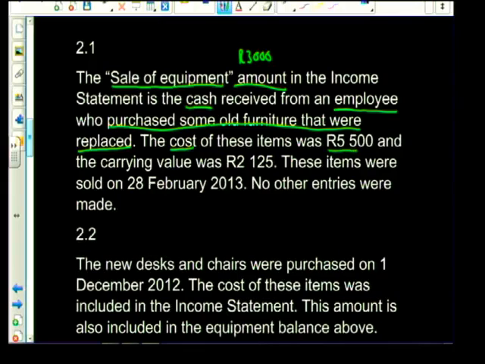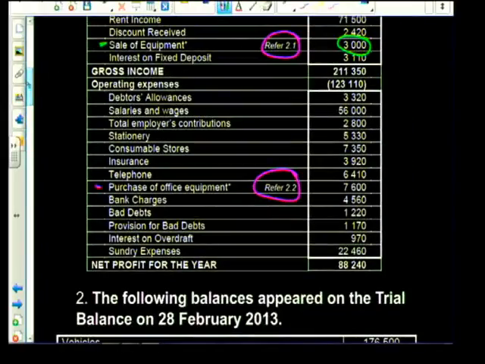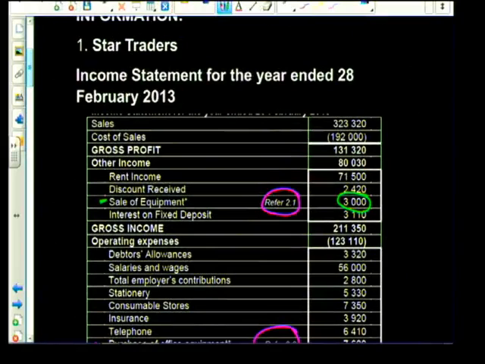But it tells us that actually the cost of these items was 5,500 Rand, and the carrying value was 2,125 Rand. You need to be able to think about the mistake that the bookkeeper has made in this. They have recorded that we have earned income in the income statement of 3,000 Rand for sale of equipment. But there's something wrong here. We should not have recorded that. Look at the transaction again and see if you can work out what the bookkeeper has done wrong. Why should we not record 3,000 Rand in our income statement as sale of equipment?